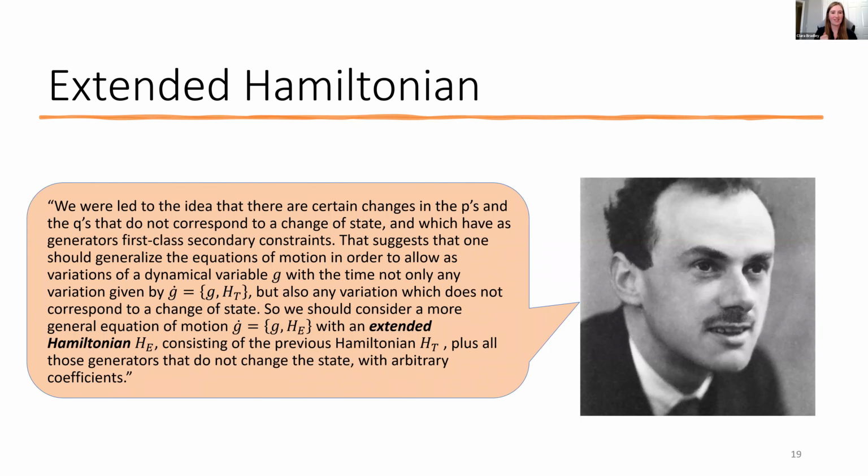Well, here I quote Dirac verbatim. He says, "We were led to the idea that there are certain changes in the P's and Q's that do not correspond to a change of state, and which have as generators first-class secondary constraints. That suggests that one should generalize the equations of motion in order to allow as variations of a dynamical variable g, with the time, not only any variation given by the equations of motion with the total Hamiltonian, but also any variation which does not correspond to a change of state." So we should consider a more general equation of motion with now an extended Hamiltonian consisting of the previous total Hamiltonian plus all those generators that do not change the state with arbitrary coefficients. And these are precisely the secondary first-class constraints.